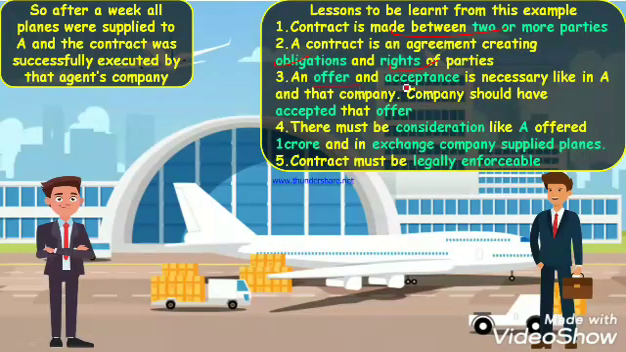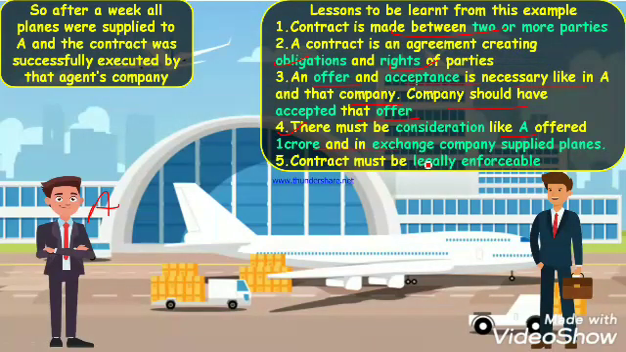The third point is that an offer and acceptance is necessary. In the case of A and that company, the company should have accepted that offer. So first of all, A gave an offer to the company and the company finally accepted. So there must be offer and acceptance. Also, there must be consideration. What do you mean by consideration? Consideration basically means what I will give you and what you will give me in exchange. In this case, A offered 1 crore and the company supplied 100 planes in exchange for it.